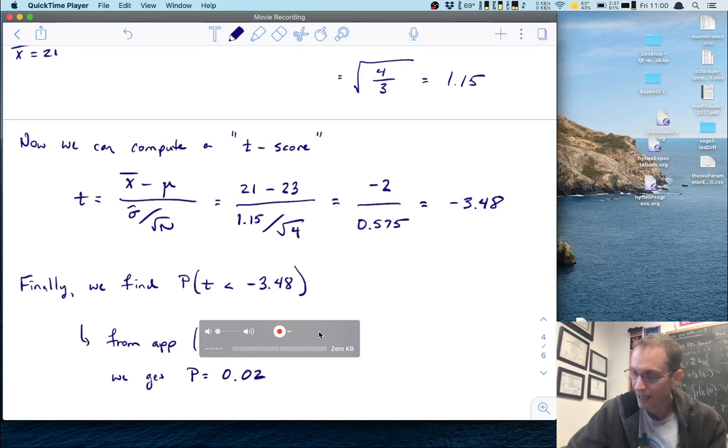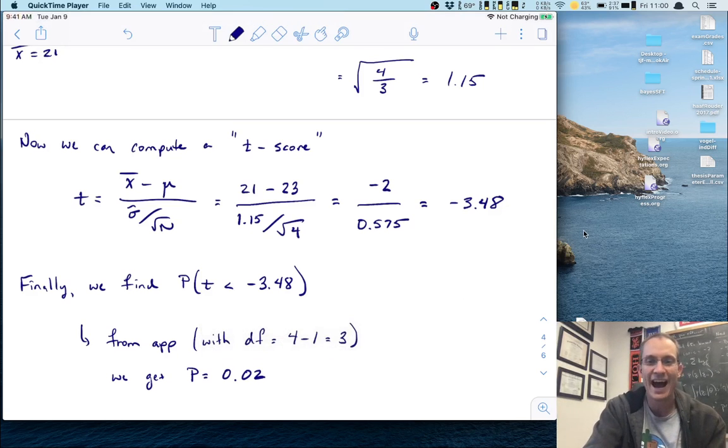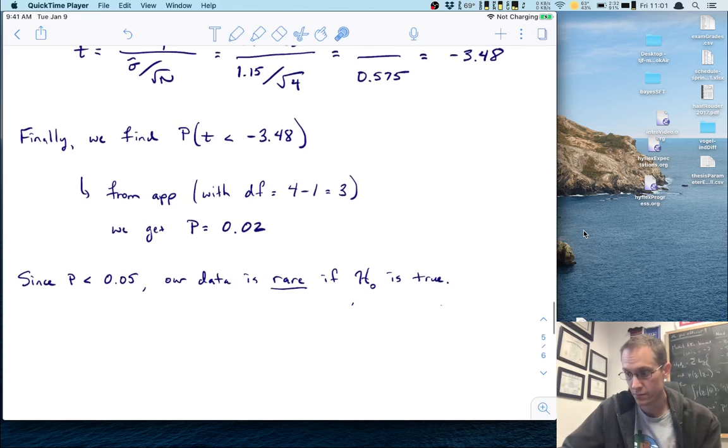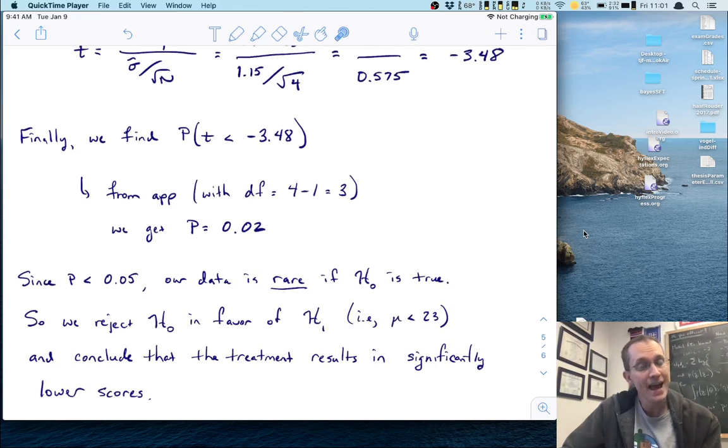So from the app, we get 0.02. So what is that? That's the probability of observing our data or more extreme if the null is true. What do we do with this? Well, since that p-value, that probability is less than 0.05, less than 5%, we say that our data is rare if the null is true. Well, then that means that it's probably not the case that the null is true, because here's our data right here. It's in hand. So we say the null is no longer a plausible model of our observed data. So we reject the null in favor of H1, the alternative.